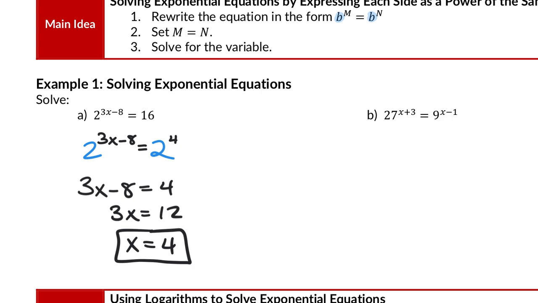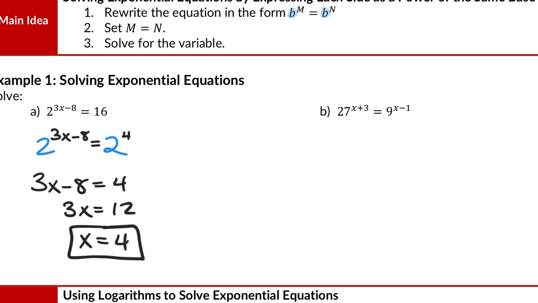So what I mean by that is the base 27 and the base 9 are a part of the same power family, but it's not power family of 9s, nor is it power family of 27s. They're both a part of what power family though? 3. So if I rewrote this, I could write this as 3 squared raised to the x plus 3 power equal to 3, that's not squared, that should be cubed. Yep. And then 3 squared to the x minus 1 power.